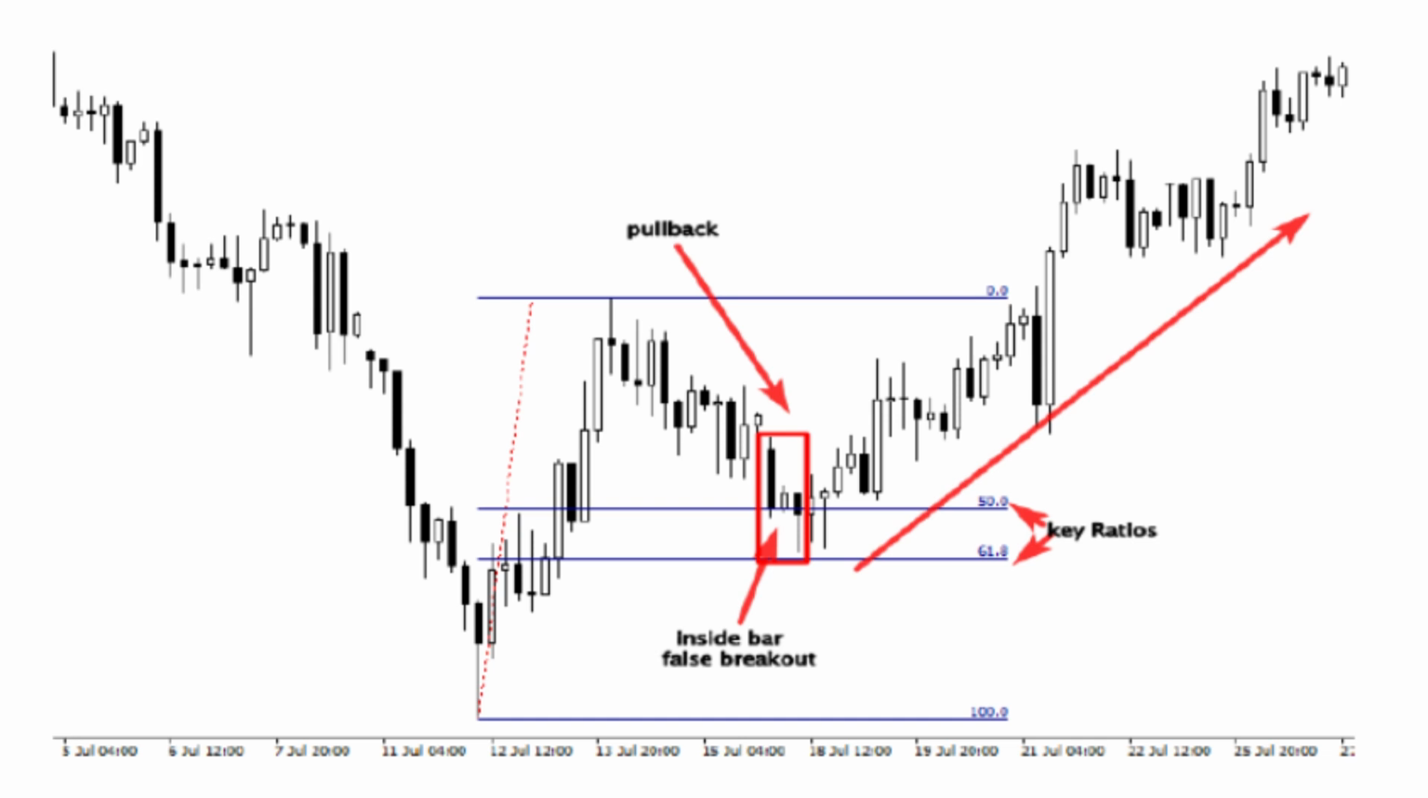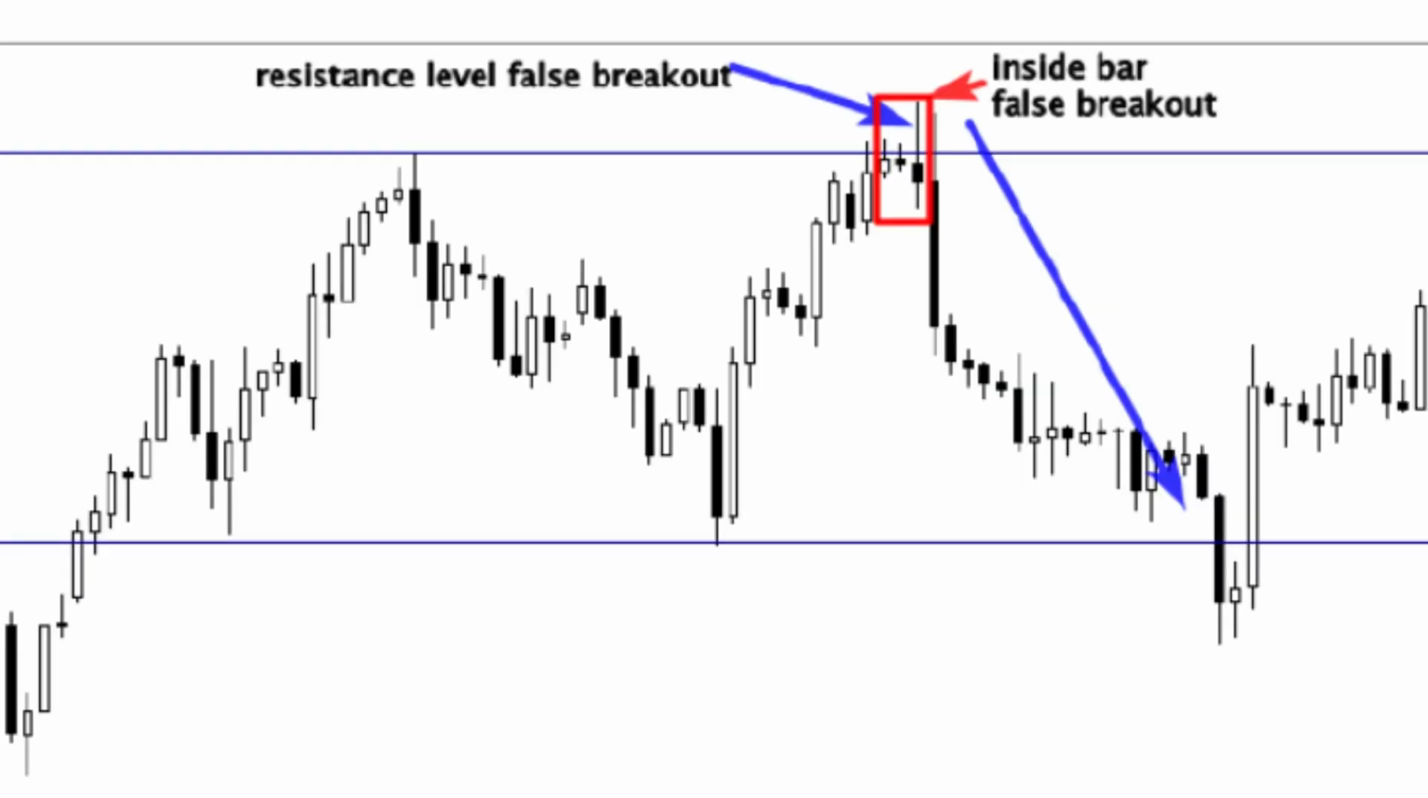But if the market is ranging, you have to change your tactic. Have a look at this chart. In the chart, the market is trading between horizontal support and resistance levels. As you see, if you had entered as soon as the market breaks out from the inside bar and the resistance level, you would be caught in a false breakout.